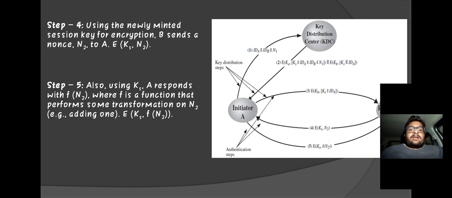Step 4. Using the newly minted session key for encryption, B sends a nonce N2 to A, that is E_KS[N2]. Step 5. Also using KS, A responds with f(N2), where f is a function that performs some transformation on N2, for example adding 1, that is E_KS[f(N2)].